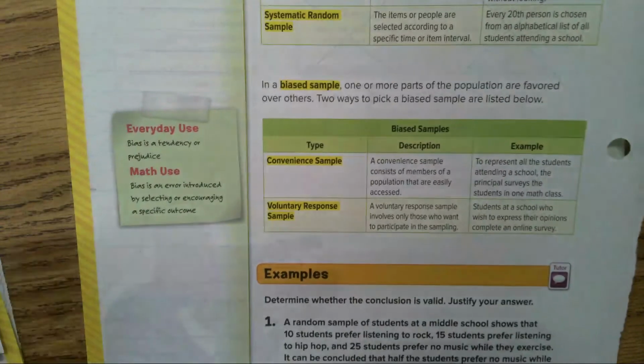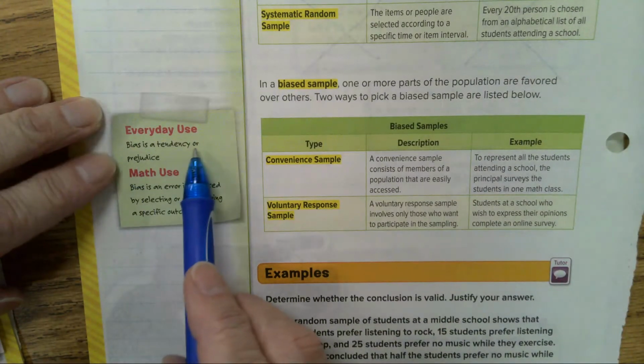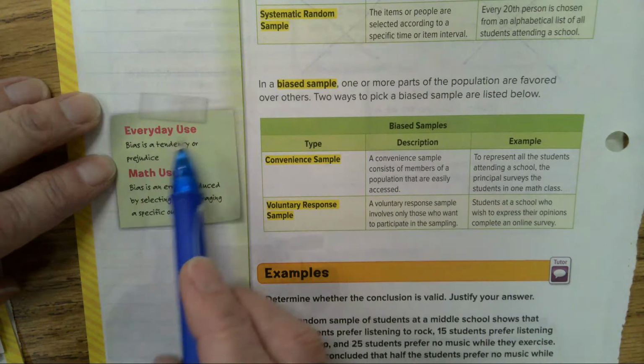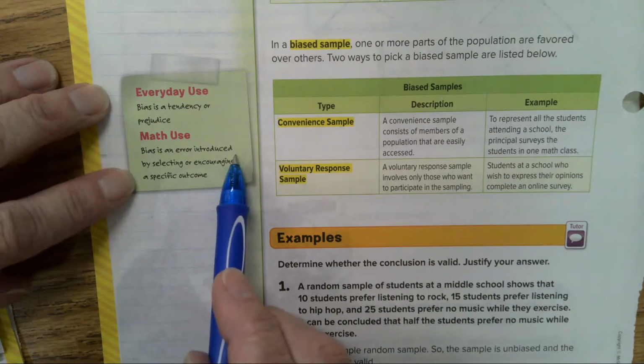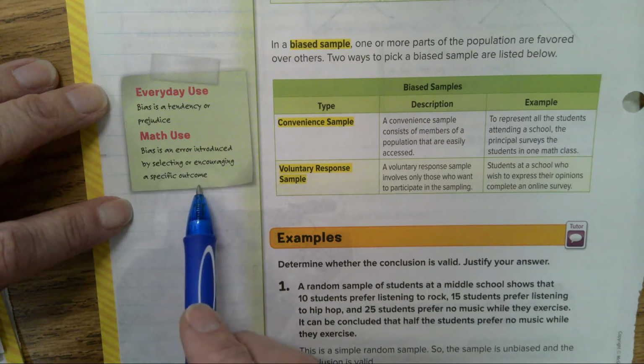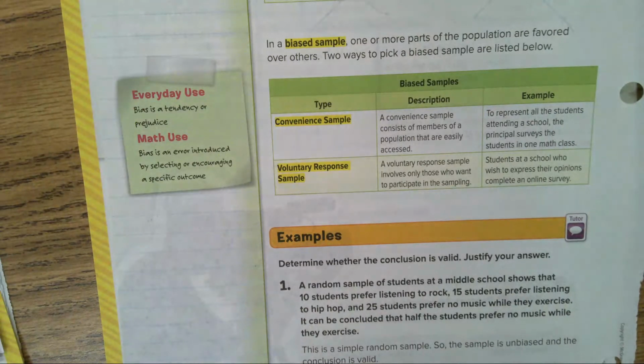In everyday use, bias is a tendency or a prejudice. In math use, bias is an error introduced by selecting or encouraging a specific outcome. You kids are smart. If you wanted to get something and you had to prove it by getting so many people to vote a certain way, and you really wanted it bad, you would know where to go to ask certain people. You'd only ask the people that were going to answer your way, right? And you could get what you wanted. That's a biased sample, and that happens sometimes.